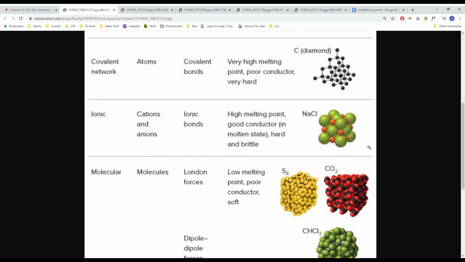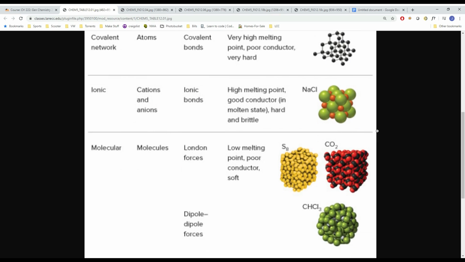Okay, and so next we have ionic compounds, and this is where it starts getting a little tricky because now we're stacking spheres of different sizes. And so look at that, my example right there, boom, right off the bat in chapter 12. Thank you, book. Sodium chloride, NaCl.